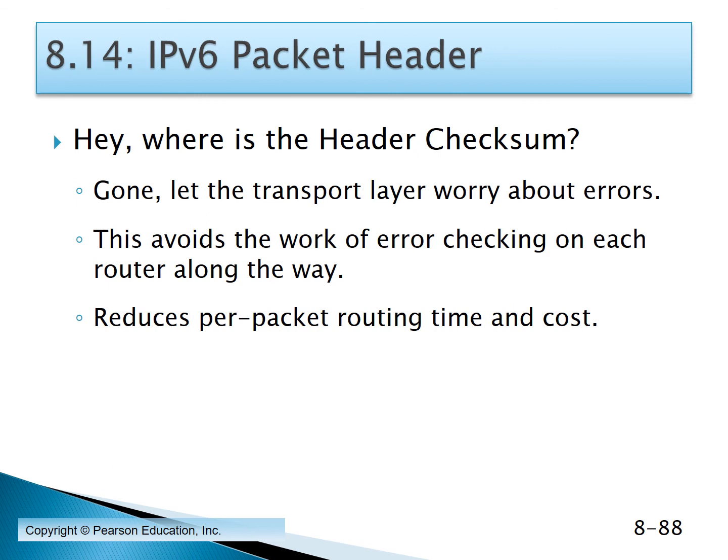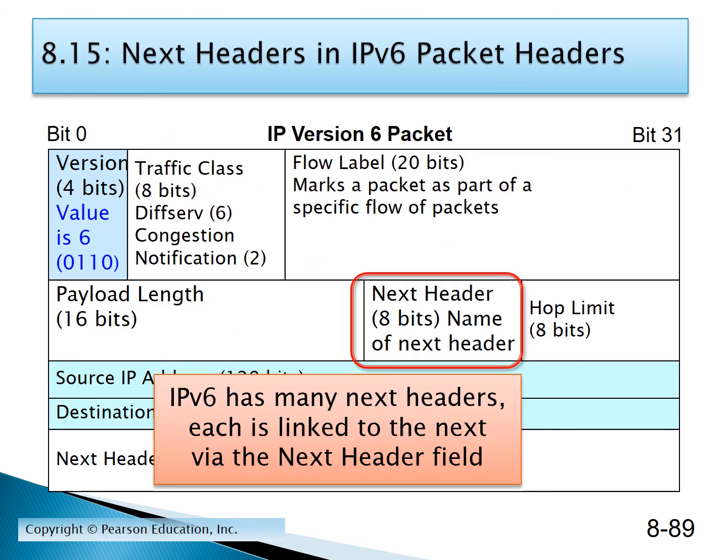And how about the header checksum? Remember in IP version 4, we have the checksum in the header to make sure there is no error. Again, in IPv6, because we want better efficiency, this part is gone. We don't do the checksum anymore. If there's any error, we will let the transport layer worry about that. This avoids the work of error checking on each router along the way. You don't have to do the checksum calculation and error checking at every router, and that will save a lot of time and computational cost.